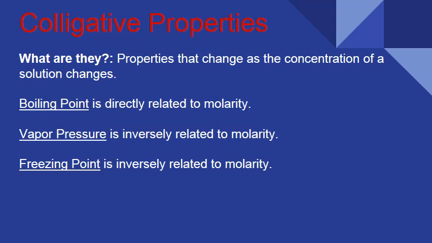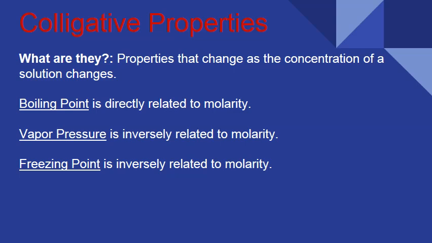Okay, next up, let's talk about our colligative properties. Colligative properties are characteristics of a solution that change when you alter the concentration of the solution. There are 3 very important colligative properties. One of them is boiling point, the second is vapor pressure, and the third is the freezing point. Now, boiling point is directly related to molarity, which means that when you increase the concentration of a solution, the boiling point also increases. However, vapor pressure and the freezing point of the solution are inversely related to molarity.